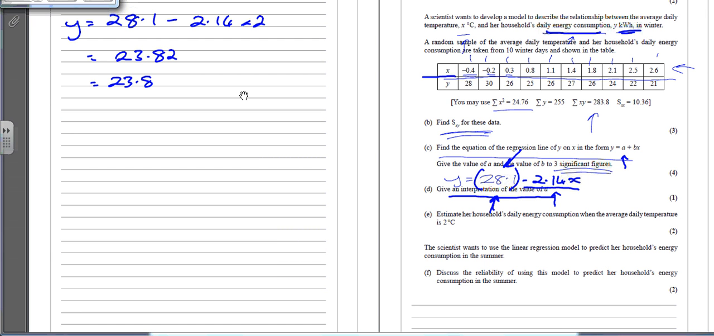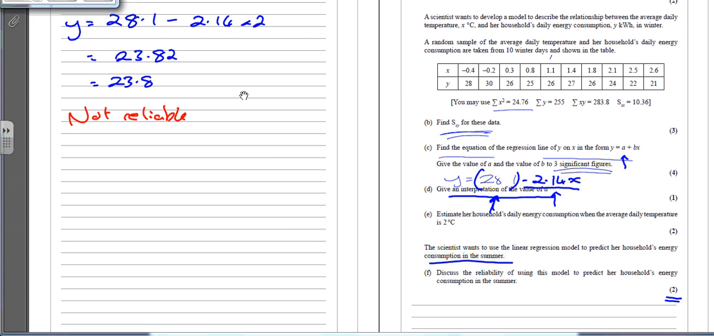So now the final 2 marks down here. The scientist wants to use a linear regression model to predict a household's energy consumption in the summer. Discuss the reliability of using this model to predict a household's consumption in the summer. Now, if we have a look here, this is the energy consumption in winter. So, discuss reliability. You need to say that it's not reliable.